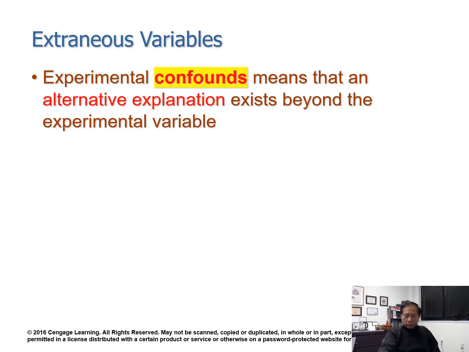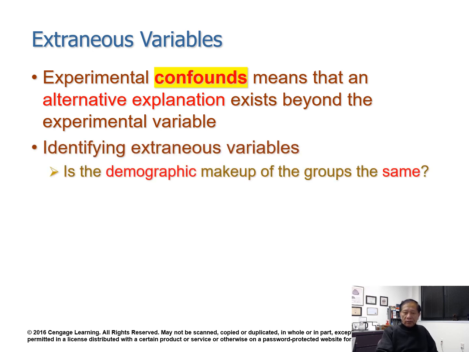Extraneous variables, they're called experimental confounds. It means that an alternative explanation exists beyond the experimental variable. That's unfortunate, that in your theory or in your design, you did not consider that. So you have a confound, you have an extraneous variable. That's a confound. That means you didn't have a good design in the first place. Okay? There's an alternative explanation beyond what your experimental variable can explain. Okay? You need to identify the extraneous variable.